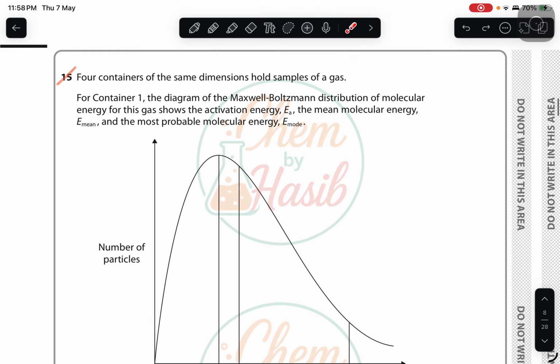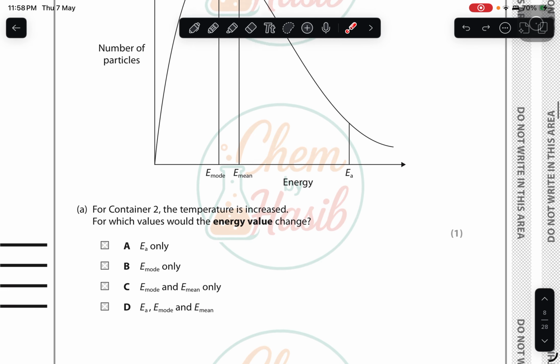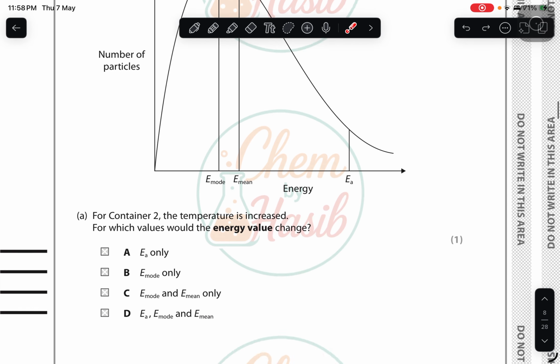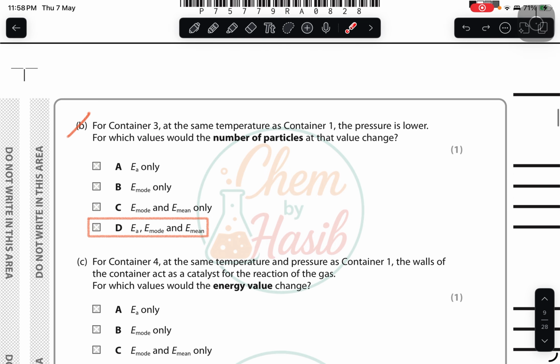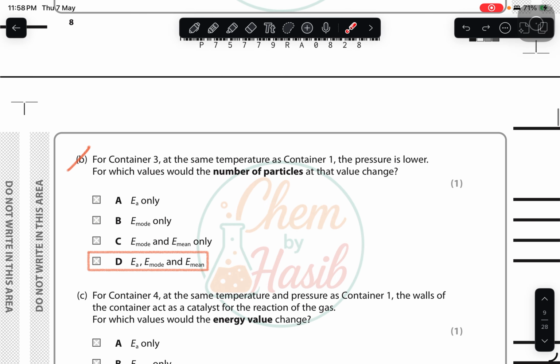Number 15. It says 15b, right? For container 3, at the same temperature as container 1, the pressure is lower. Okay, the pressure was lowered. Pressure usually is lowered by decreasing the number of moles, right? Or decreasing the number of particles. If you decrease the number of particles or the number of moles, the pressure would be lowered, right?